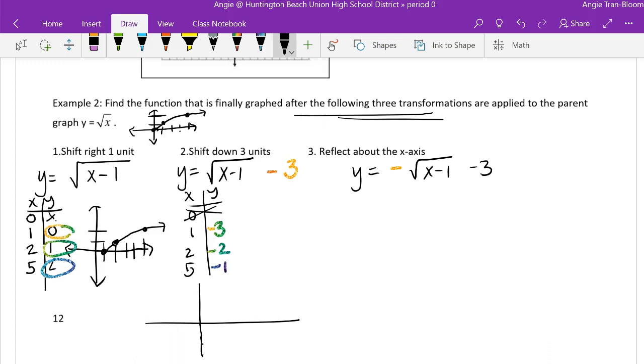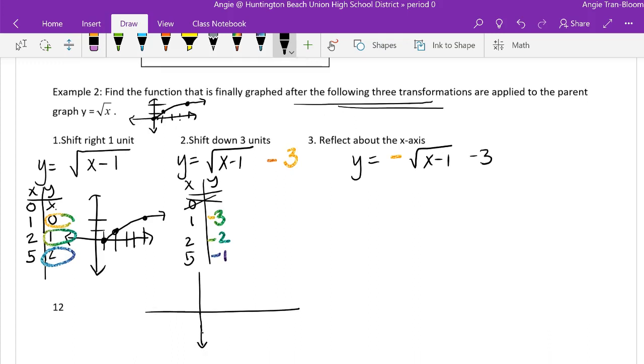I'm going to graph that out to see if it fits our description, okay? 1 is now negative 3. What I'm checking is whether the equation actually moved down 3 units, okay? So 1 is negative 3. Here's 1, 1, 2, 3. And then 2 is negative 2. 5 is negative 1. So did we move the entire graph down by 3 units is really the question, okay?